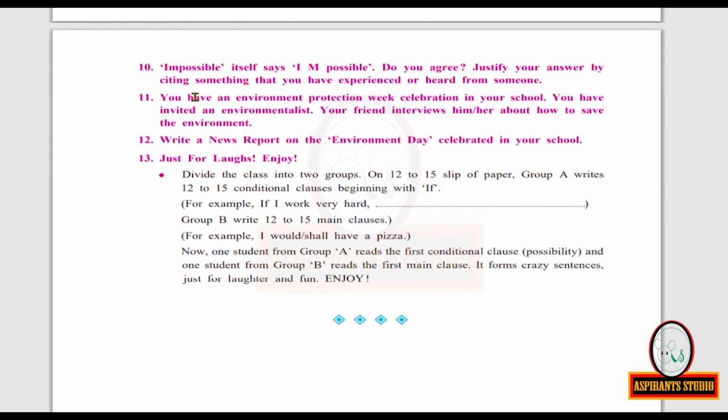So the 10th question, impossible itself says I am possible. Do you agree? Justify your answer by citing something that you have experienced or heard from someone. This is left as homework. Now, see the 11th one. You have an Environment Protection Week celebration in your school. You have invited an environmentalist. Your friend interviews him or her about how to save the environment. You have to write it in a dialogue form. So you can do it, as a conversation.